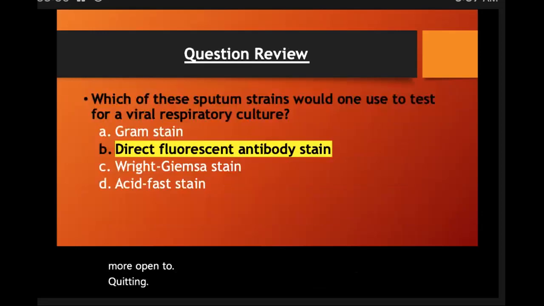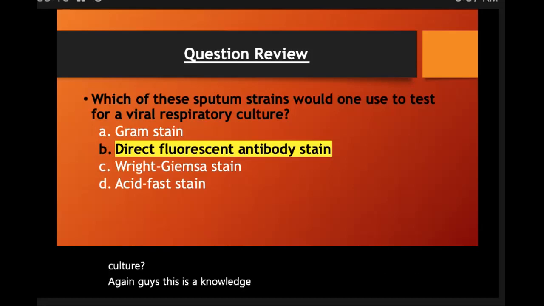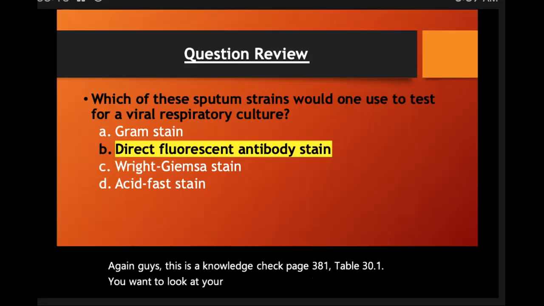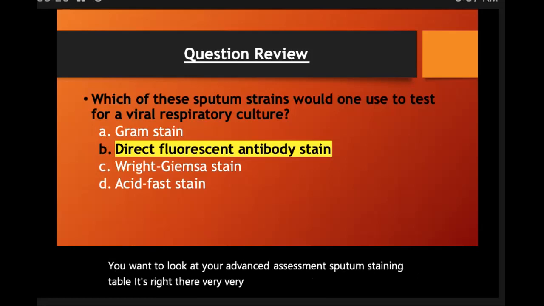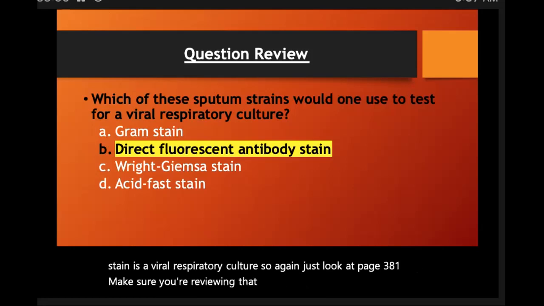Okay, which of these sputum stains would one use to test for a viral respiratory culture? Again, guys, this is a knowledge check. Page 381, table 30.1. You want to look at your advanced assessment sputum staining table. It's right there, very, very clear. Your direct fluorescent antibody stain is specific to a viral respiratory culture. So again, just look at page 381. Make sure you're reviewing those tables to get a clear understanding of what particular stain goes with which particular culture.